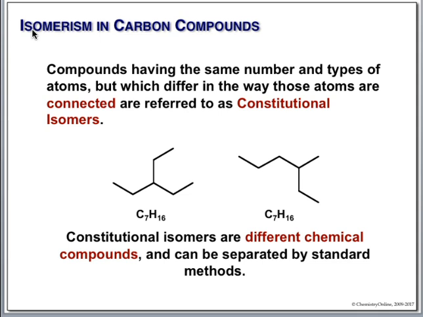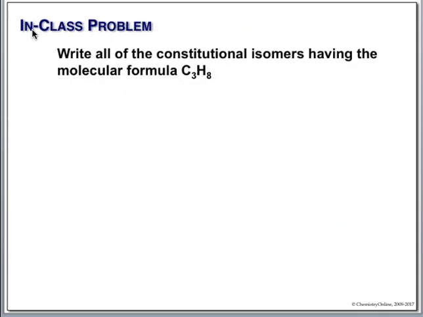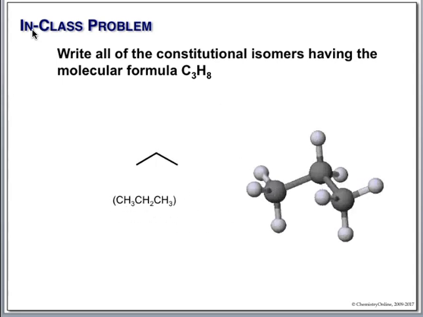Another way you can do it is just as much fun. Write all the constitutional isomers for C3H8. All right, do that. How many ways can you connect 3 carbons and 8 hydrogens? Start off with your zigzag. Now you need 3 carbons, gotta put 8 hydrogens in. How many ways can you do that? Only one. Only one way to do it. 3 carbons in a row, 8 hydrogens. Only one possible isomer for C3H8.